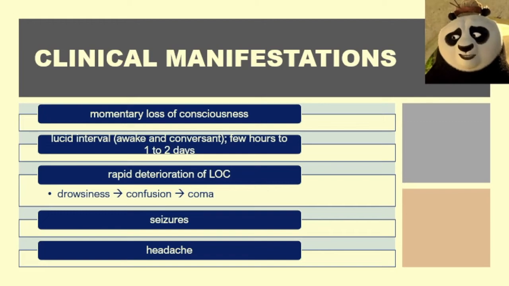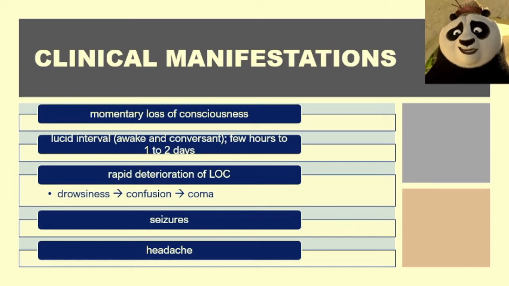Your patient would have a lucid interval wherein he will be awake and conversant, a few hours and then 1 to 2 days. Then later on, your patient would have rapid deterioration of the level of consciousness. Okay, why is the patient having the lucid interval? Because initially, the hematoma might be able to control the hemorrhage that is occurring inside the patient's head. It may be that the supply of the blood leaking from the injured blood vessel is also covering for the succeeding amount of blood. But later on bleeding may continue.